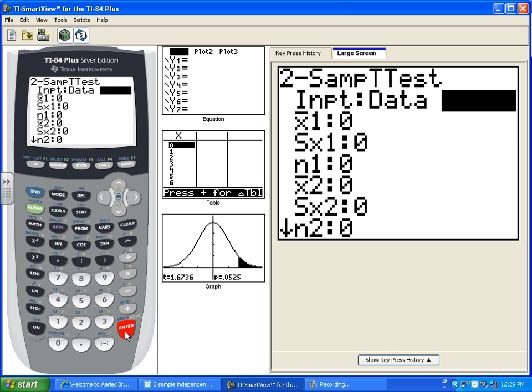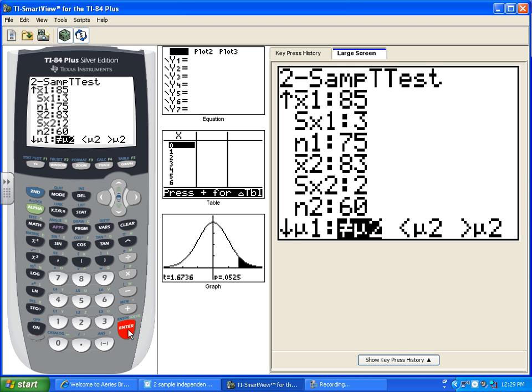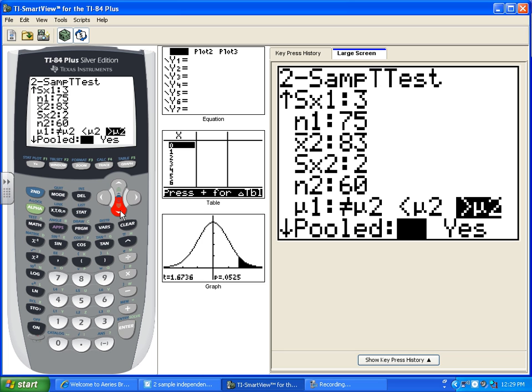No data on this, so we're going to go, let's see, X bar 1. Sample 1 had a mean of 85 with a standard deviation of 3. There were 75 scores in that one. And then sample 2 had a mean of 83. Standard deviation there was 2. There were 60 people in that one. Again, notice that your calculator will set it up in the not 0, 1, but which one's greater. We're looking for evidence that method 1, which is mu1, is greater than mu2. So highlight that one.